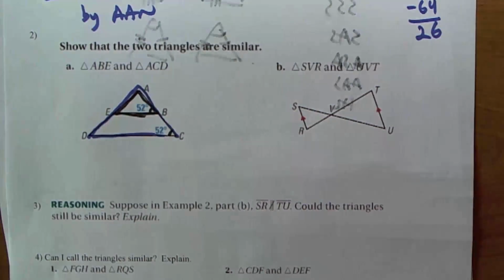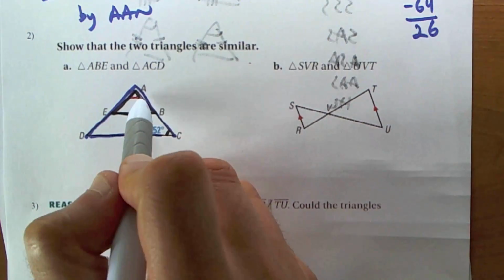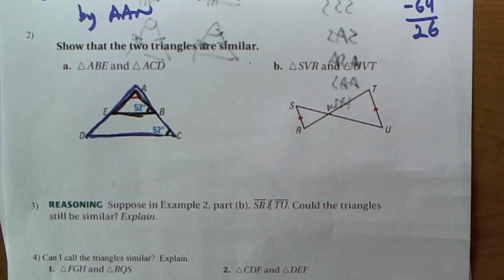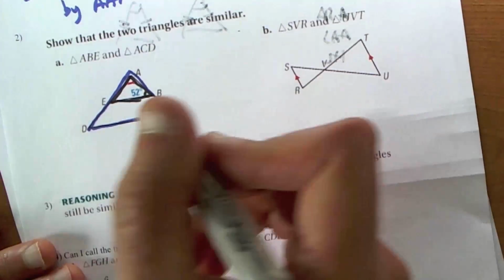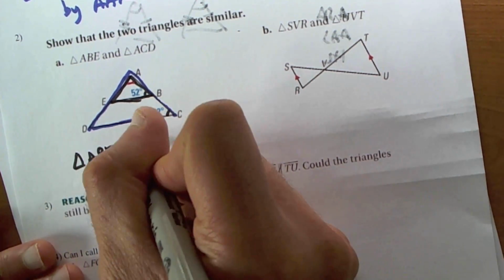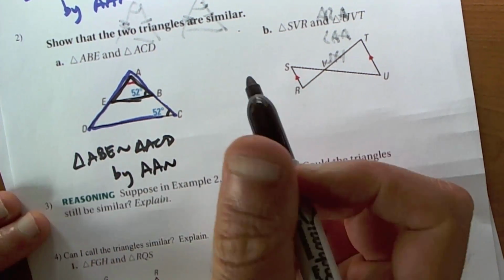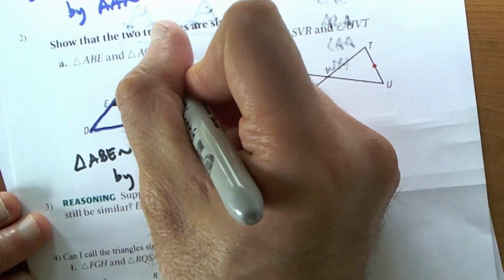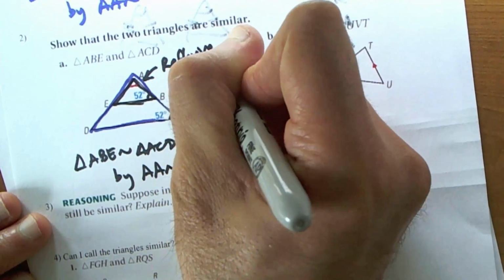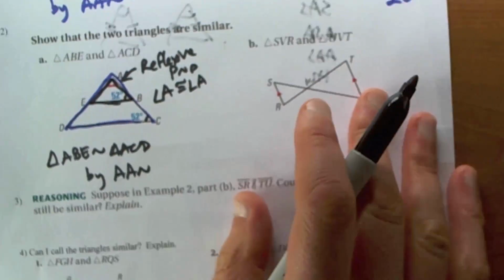But if you're looking carefully, you notice that both triangles also share angle A. Angle A from the big blue triangle is congruent to angle A from the smaller black triangle by the reflexive property. So we could say that triangle ABE is similar to triangle ACD by AA similarity. If you want to give a reasoning, you could say this is the reflexive property: angle A is congruent to angle A.